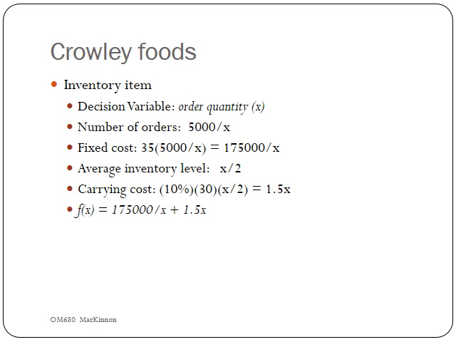So our carrying cost is going to be 10% times 30 times the average inventory level, which turns out to be 1.5 times X. So follow the algebra through. Go back over it if you need to. So our function, f of X, is 175,000 divided by X plus 1.5X. And you ought to be able to see from looking at this that this is not a linear model.